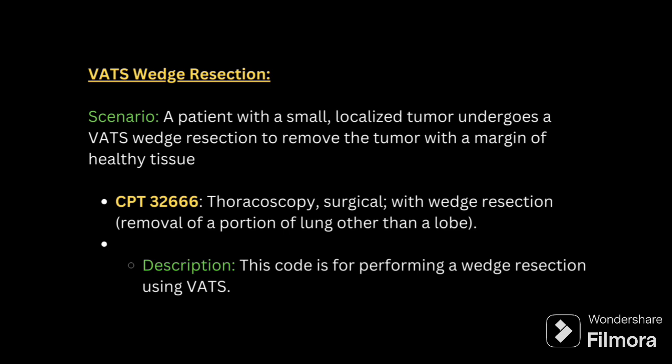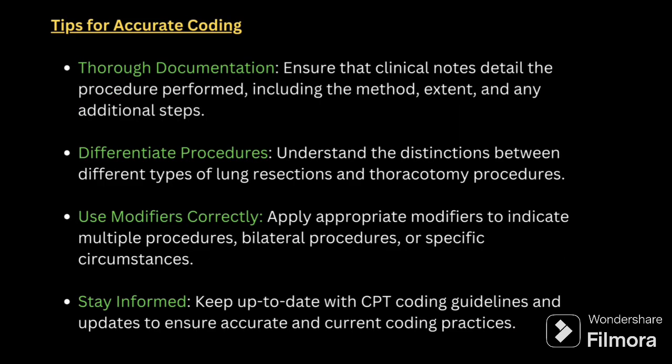Next, VATS wedge resection. A patient with a small localized tumor undergoes a VATS wedge resection to remove the tumor with a margin of healthy tissue. For this, we are coding 32666, thoracoscopy surgical with wedge resection.